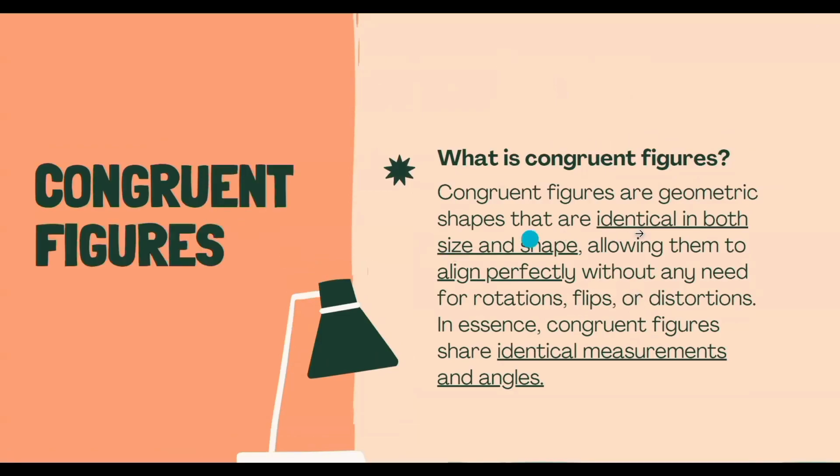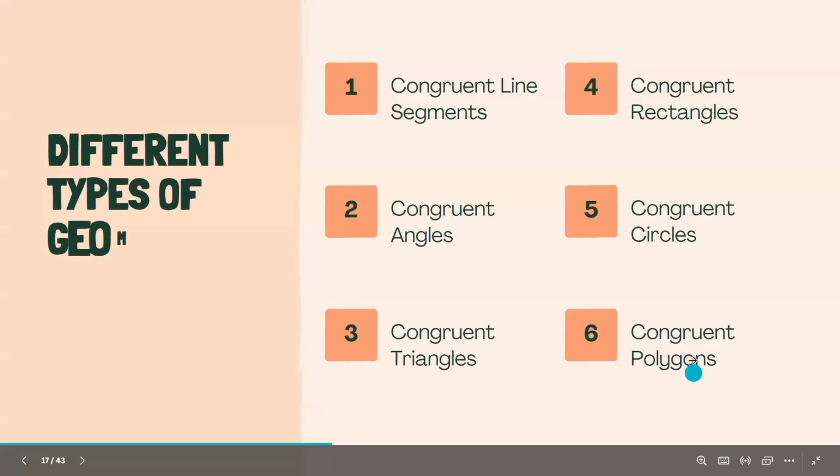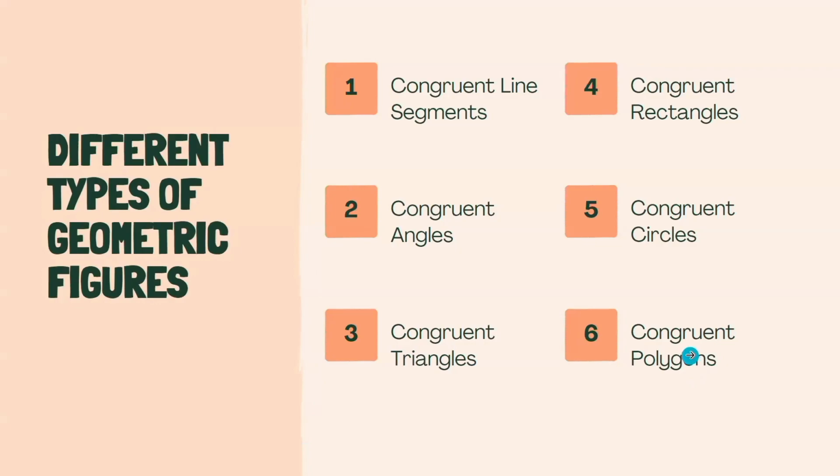Congruent figures. What are congruent figures? Congruent figures are geometric shapes. They are identical in both size and shape, allowing them to align perfectly without any need for rotation, flips, or distortions. Different types of geometric figures: congruent line segments, congruent angles, congruent triangles, congruent rectangles, congruent circles, congruent polygons.